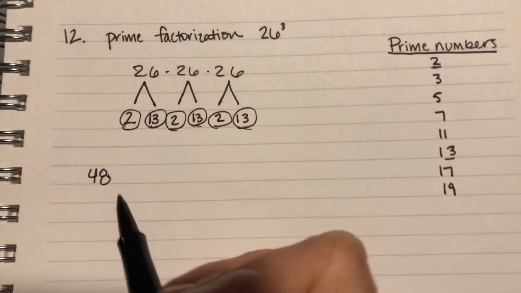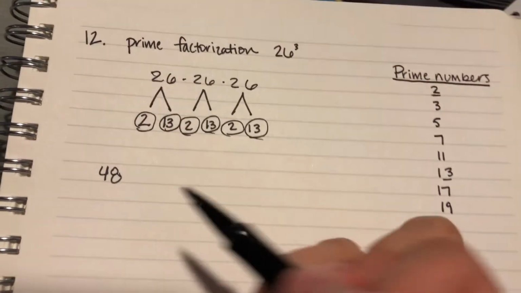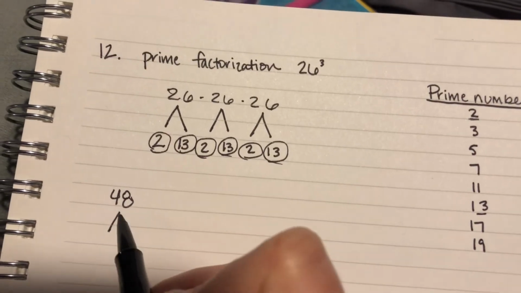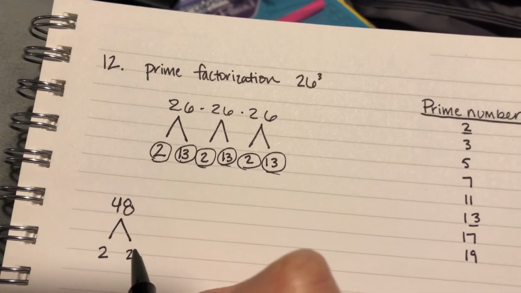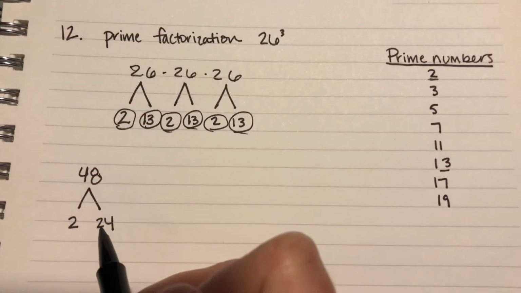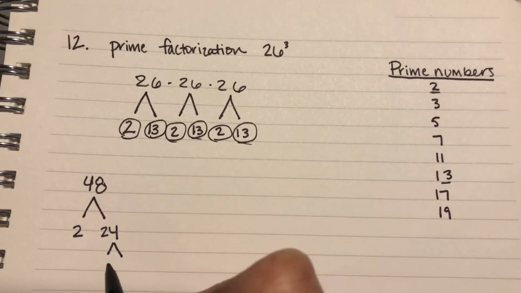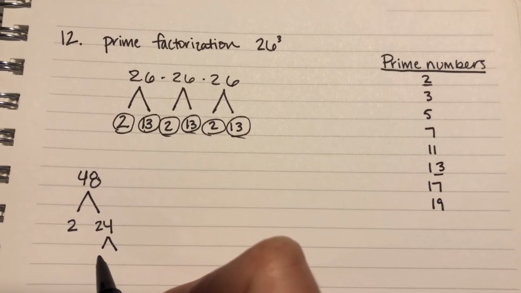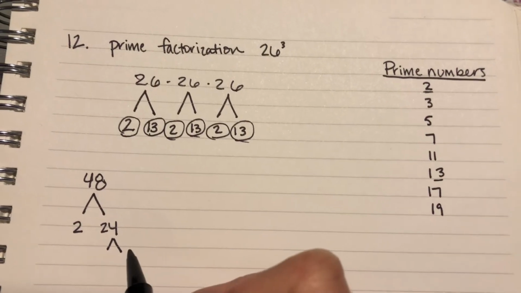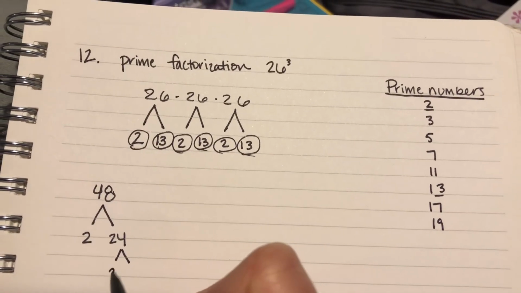48 might be a little bit harder to do prime factorization for because it has more options of what you can multiply together. So for example, I could do 2 times 24, but then 24 is not a prime number. So I can break that down even more. So 24, I could do it a couple of different ways. I could do 6 times 4. I could do 2 times 12. Doesn't really matter which way you do it. I'm going to do 2 times 12.